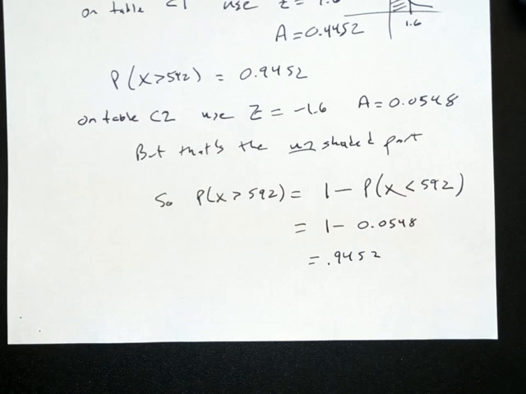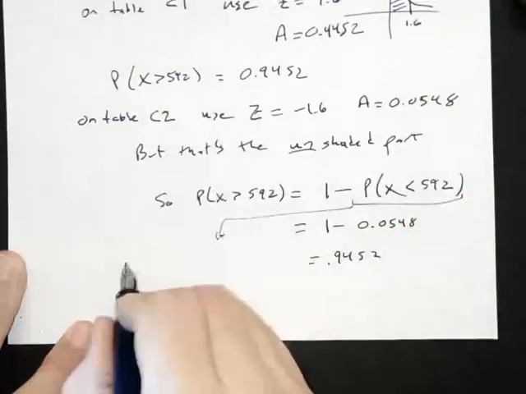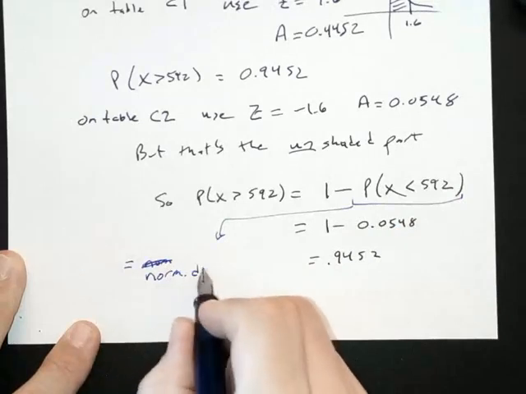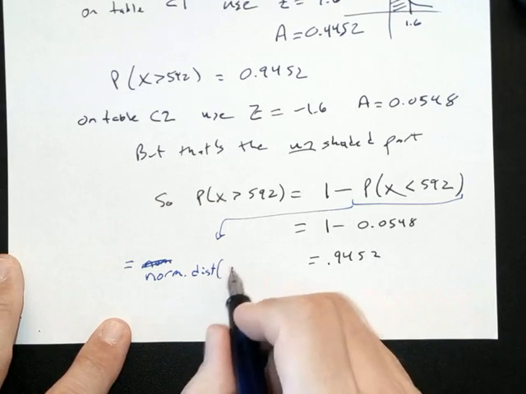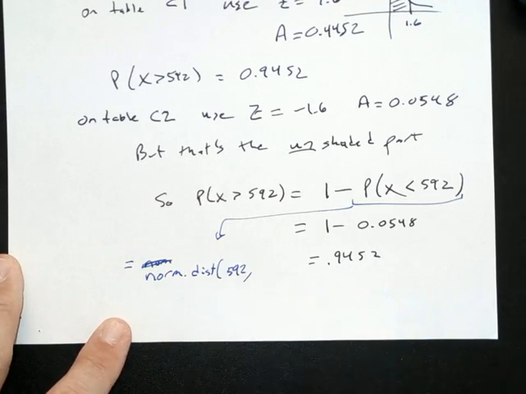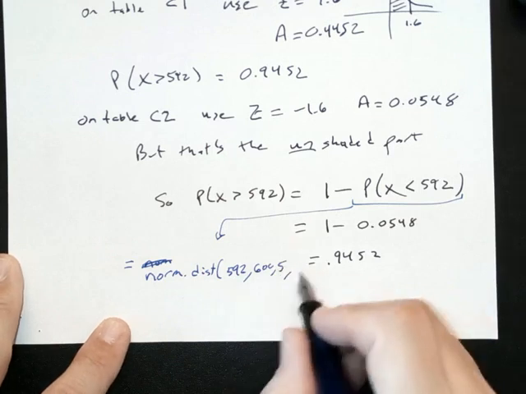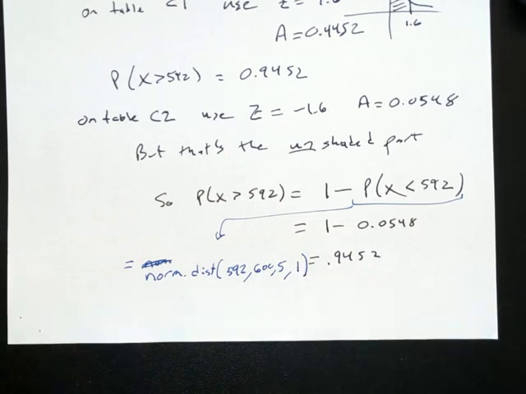In Excel, the CDF command is the normal distribution. I'm looking up the number 592, where the average is 600, the standard deviation is 5, and I want a cumulative distribution. So there's a command right there in Excel to give you this 0.0548 directly.